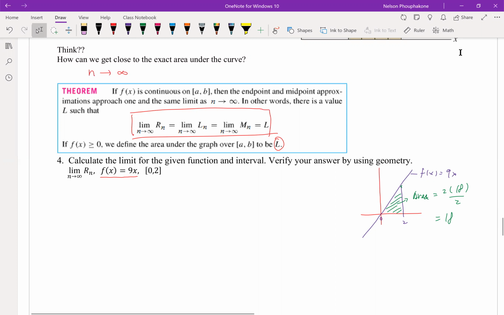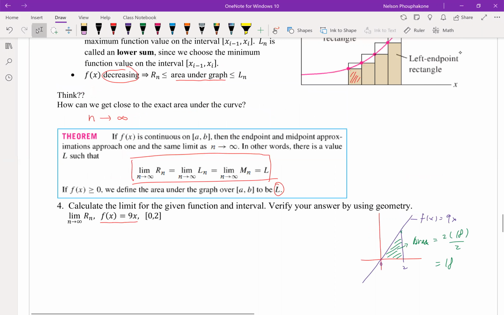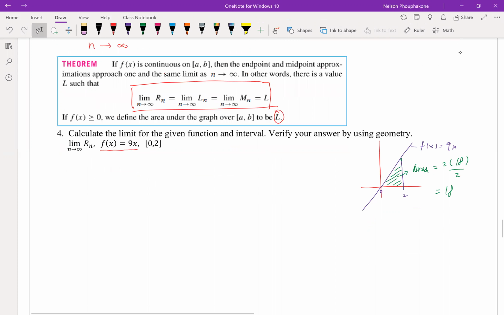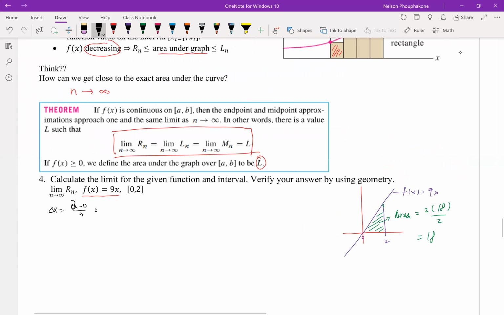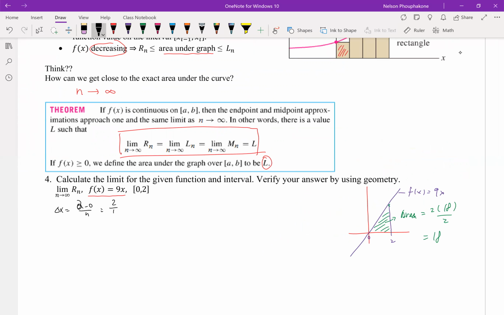Okay, so then how do we actually work it out? First of all, we start with delta x, which is 2 minus 0 over n, because we would like to make it n strips, right? So then the delta x is 2 over n.